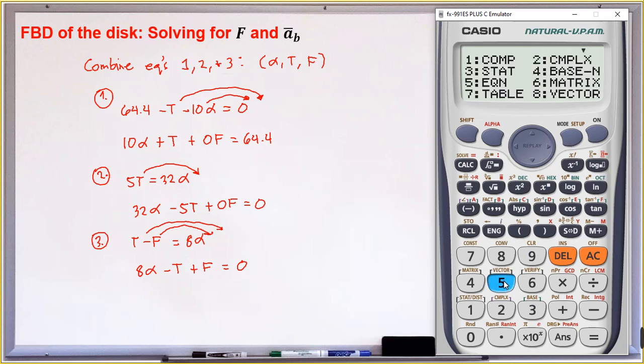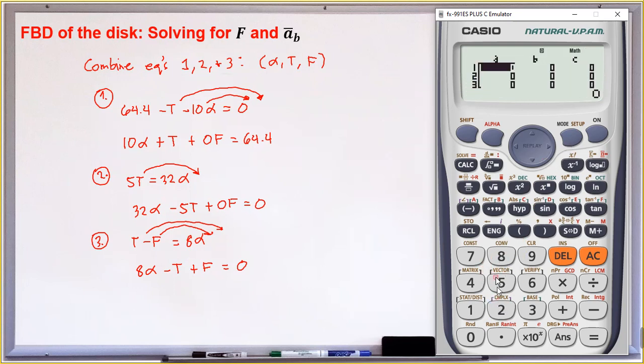So go to mode, press 5 for equation, and then press 2 for three equations, three unknowns. So we have 10, 1, 0, and then 64.4. Second equation, we have 32 alpha, then negative 5 for the tension, and 0 for the frictional force, then 0. Finally, we have 8 alpha, negative 1 for the tension, then 1 for the force, then 0 for the constant.